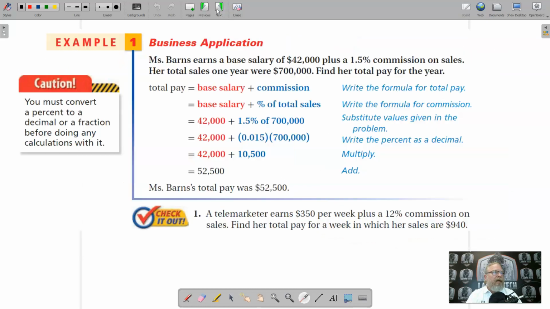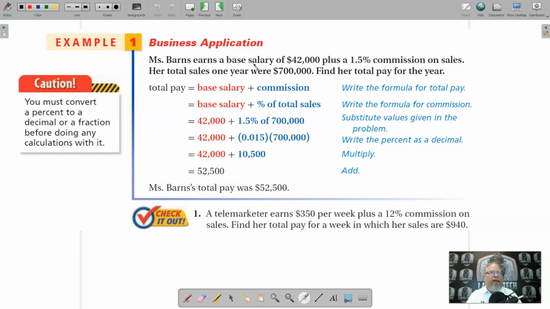So let's go ahead and look at a business application of using percents. First, let's look at our caution over here. You must convert a percent to a decimal or a fraction before doing any calculations with it. So where we have this percent sign on the end of this 1.5 here, we're going to need to convert that to a decimal or a fraction in order to work with it. Most commonly, it's changed over to a decimal number.